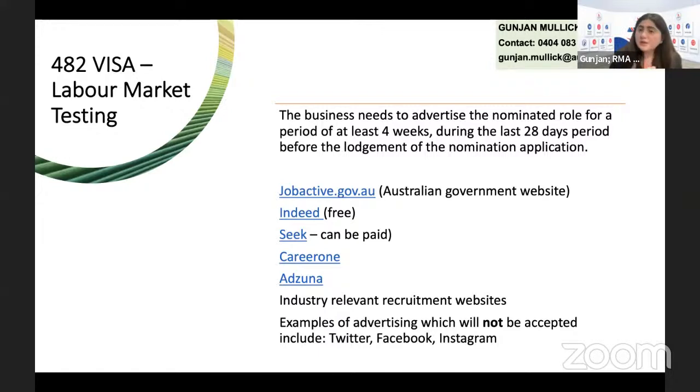Similarly, this applies to all kinds of employers, whether IT, engineering companies, restaurants, cafes, hair salons for hairdressers, or childcare companies. So this applies to all companies. Labor market testing has to be done for all companies.